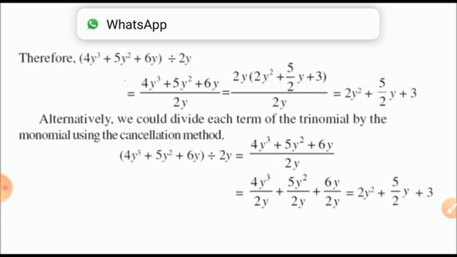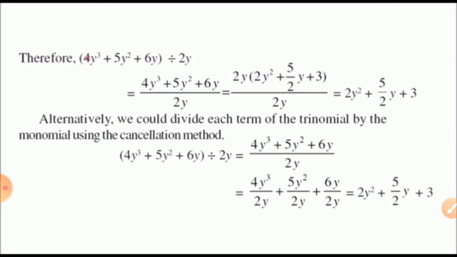Okay. Now you can find 4y cube plus 5y square plus 6y divided by 2y. This 2y is divided for 3 terms. All the terms have 2y. So first of all, you can take out 2y as common for each and every one. This is a little different method.